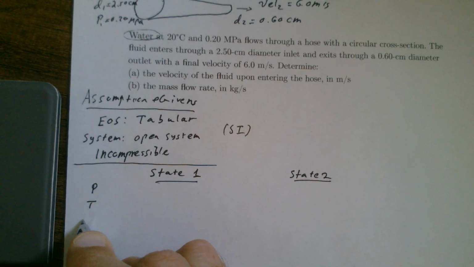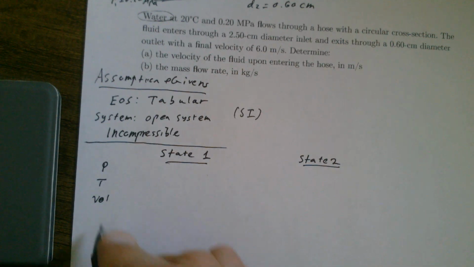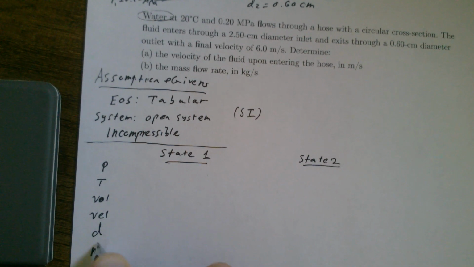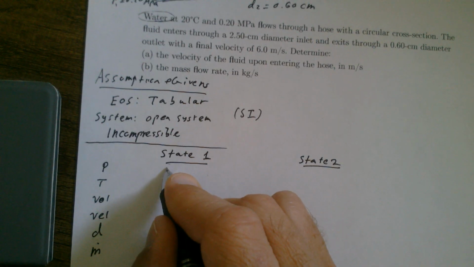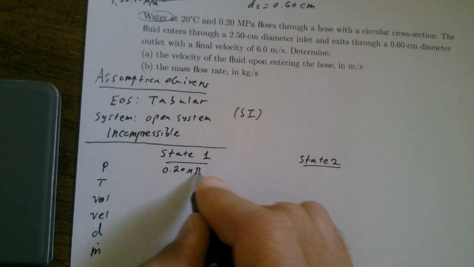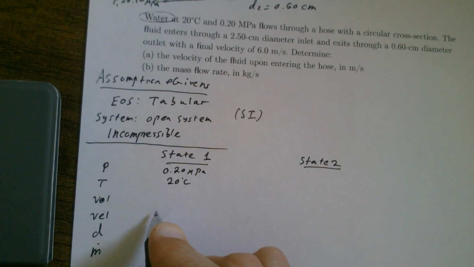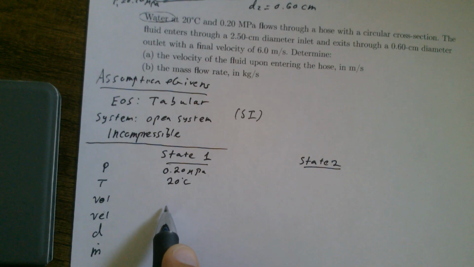You know there's a pressure, you know there's a temperature, you know there's going to be some sort of a volume attached to it as well. We're also given information about the velocity, and we're given information about the diameter, and we're being asked to find the mass flow rate. Not being given anything else or being asked for anything else, we just won't state anything else here. We know that the initial pressure is 0.20 megapascals. The initial temperature is 20 degrees Celsius. We don't know the initial specific volume, but we can look it up on the table.